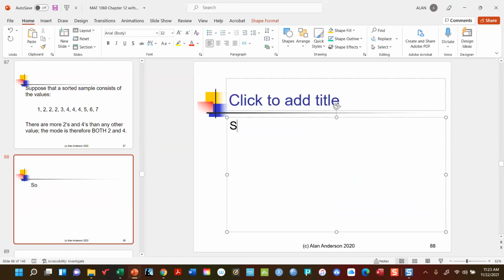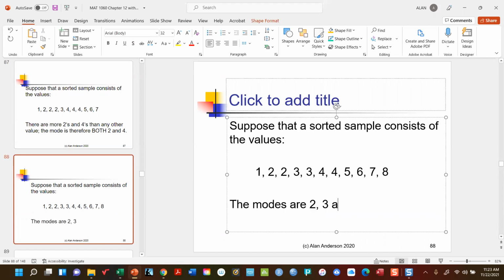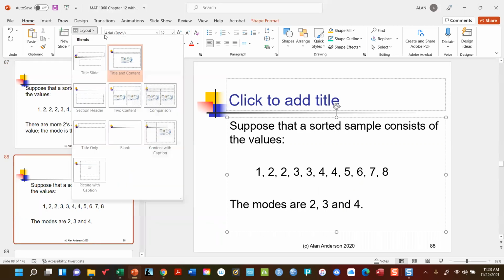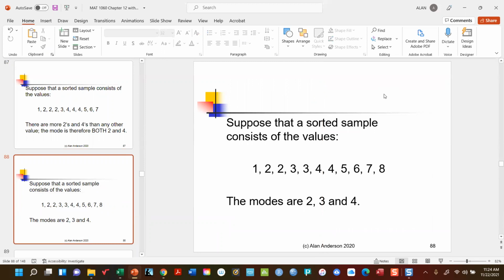Let's try this one. So here, the modes are 2, 3, and 4. There's 3 modes because you've got 2 2s, 2 3s, and 2 4s, and none of the others are repeated. 3 modes. Wow. That's wild. Interesting.